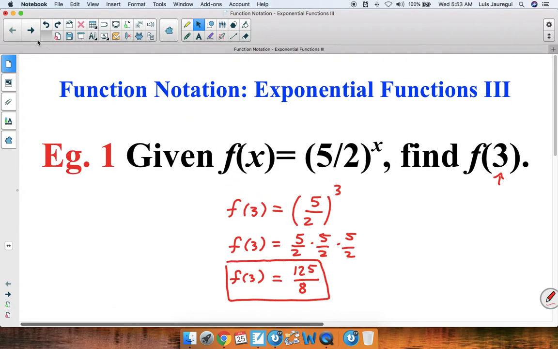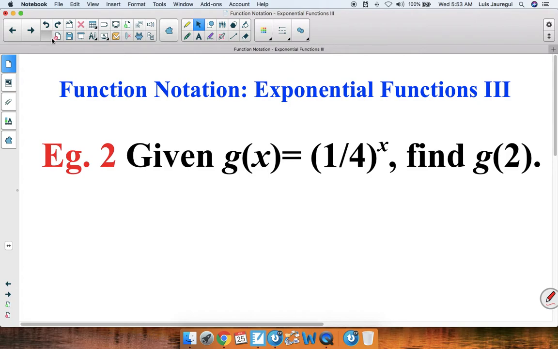Let's take a look at two more examples. Example 2. Given g of x is equal to 1/4 to the x, find g of 2. So once again, we notice that our input value happens to be 2. So let's substitute that in wherever we see an x. So we have g of 2 is equal to 1/4 to the second power, or 1/4 squared.